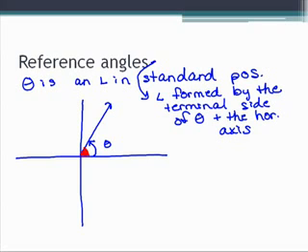In the second quadrant, it might be easier to make a separate little drawing. If I have an angle in standard position, but the terminal side is in the second quadrant, so here's our theta. The reference angle is the angle that's formed by the terminal side and the horizontal axis. So it's this little angle right in here.